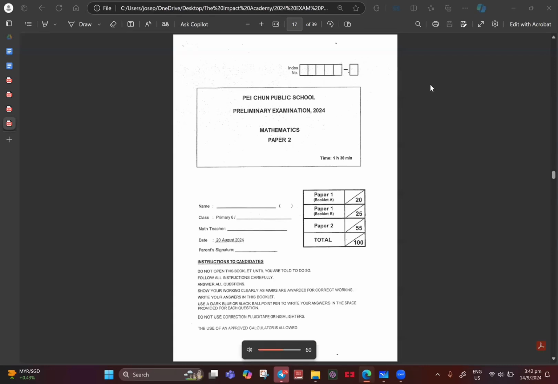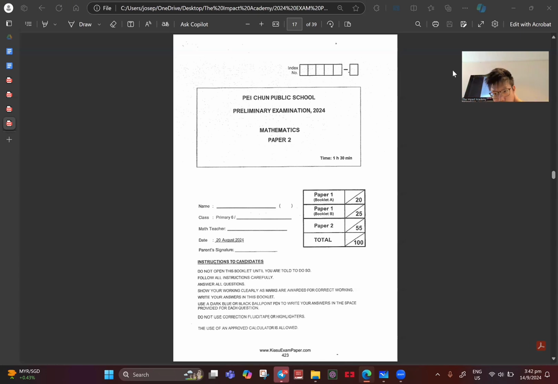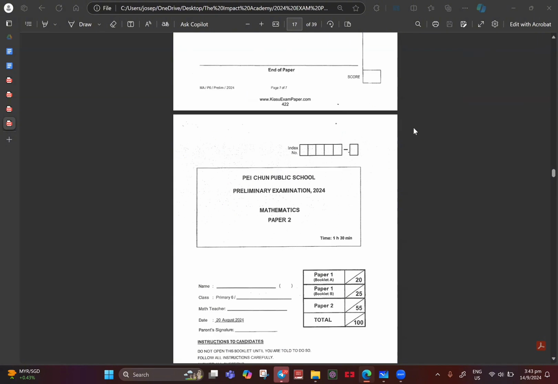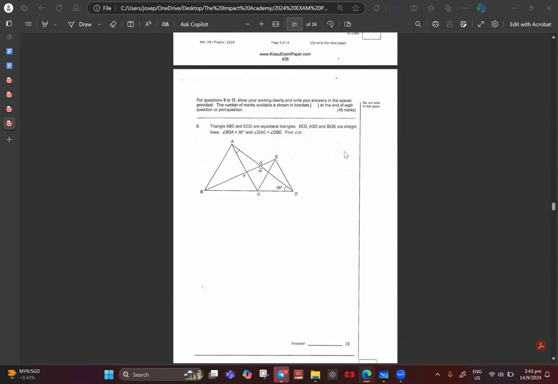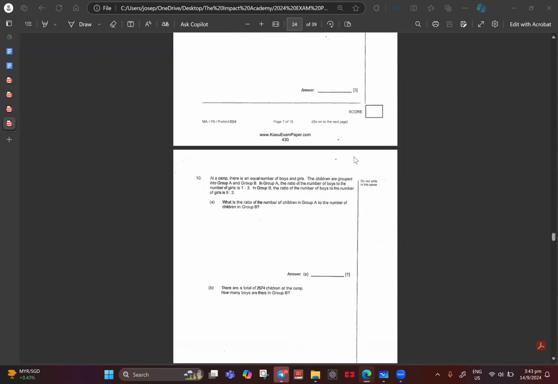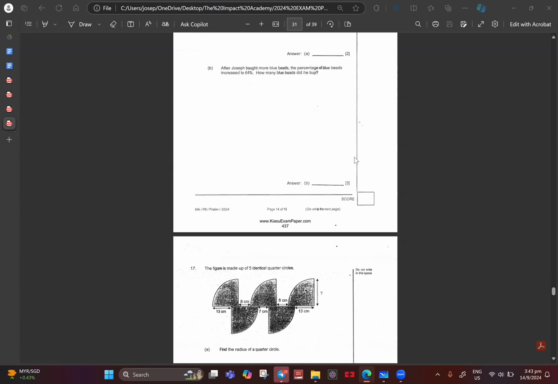Hello everyone. Today we are looking at a question, in fact the questions from paper 2. So without any further ado, let's get right into it. This is from page CHUN, by the way. I just realized I didn't say that it's from page CHUN. I'm going to start from the back instead.